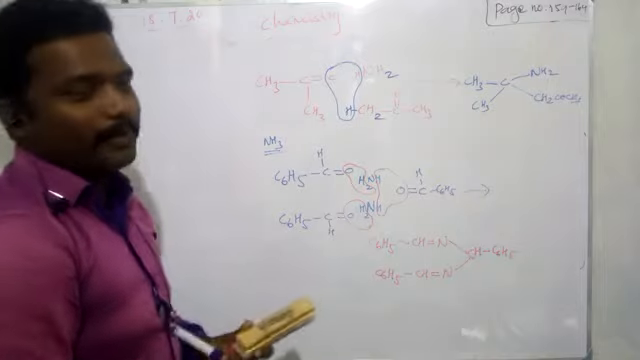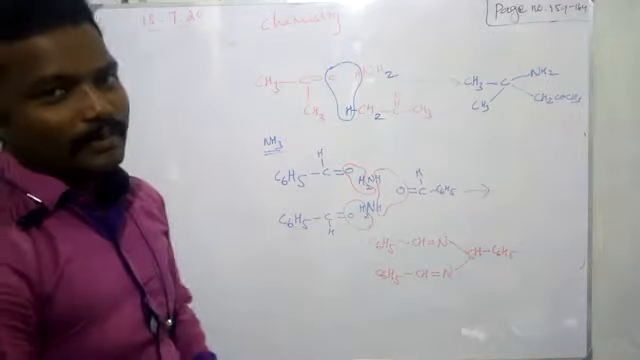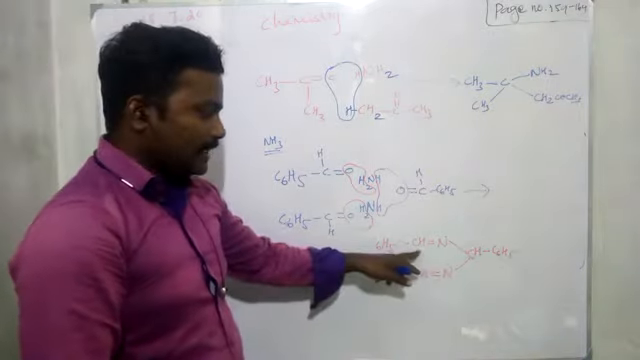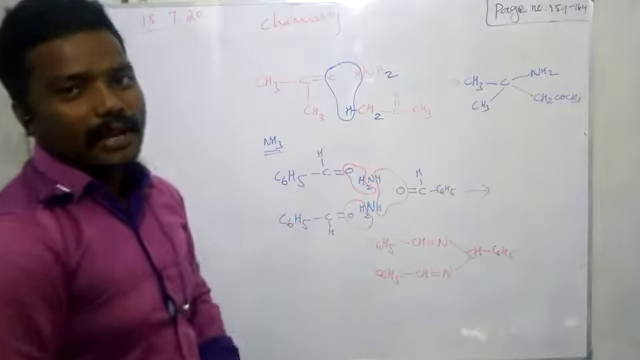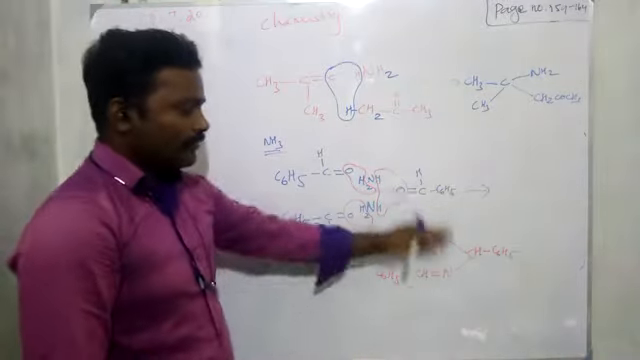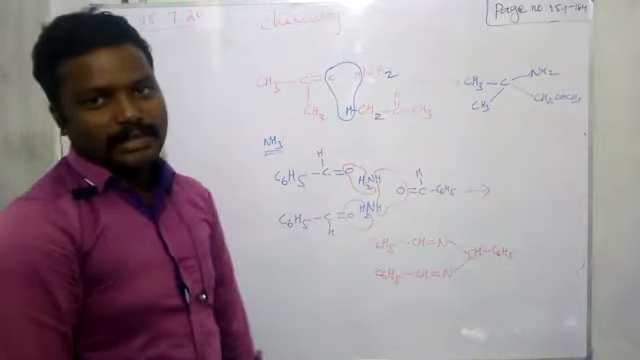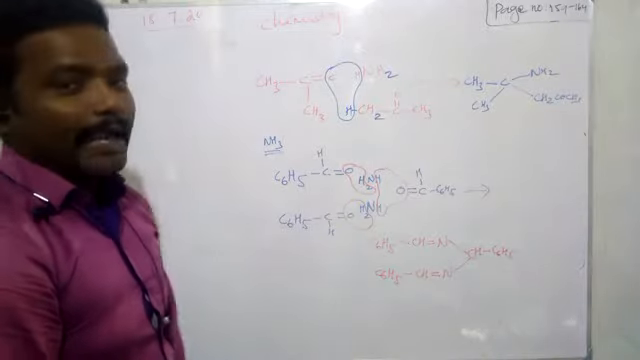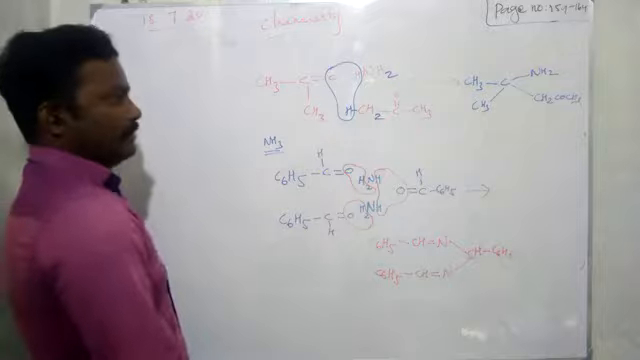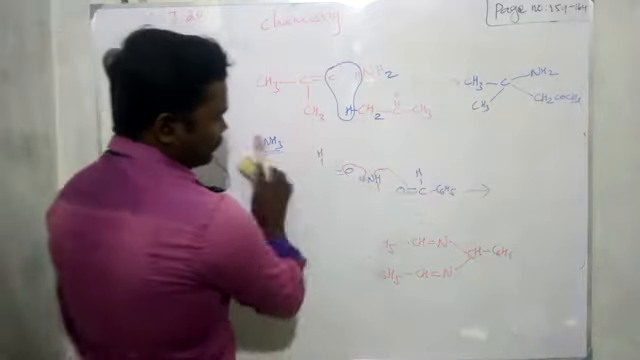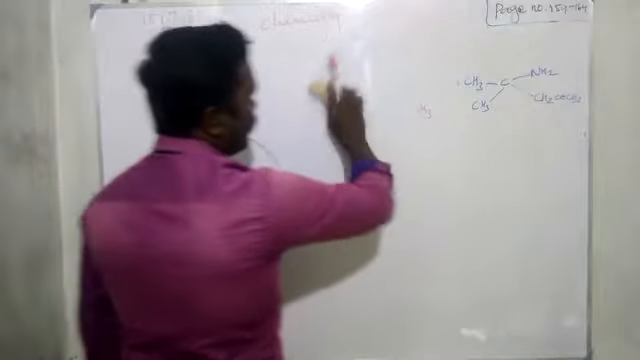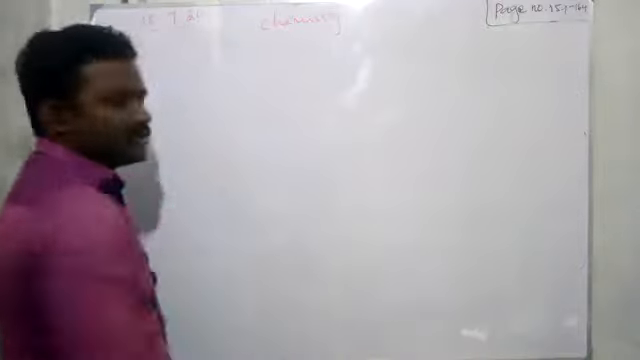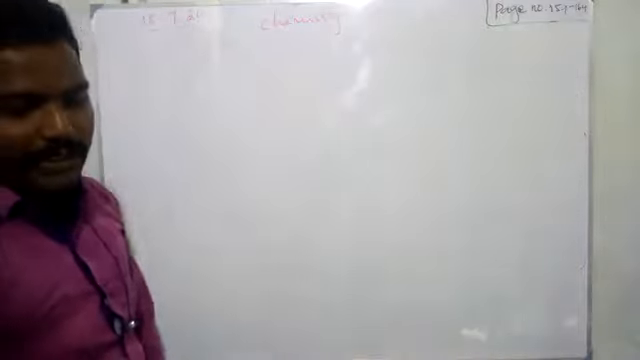Hydrobenzamide. What's the name of the product? Hydrobenzamide. See, the CH=N group means we will say amide group. So benzaldehyde is present. That's why we are calling it hydrobenzamide. Okay. Then the ammonia reaction is over. Now we are going to learn about some oxidation reactions of aldehydes and ketones.